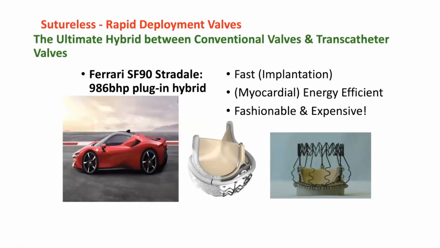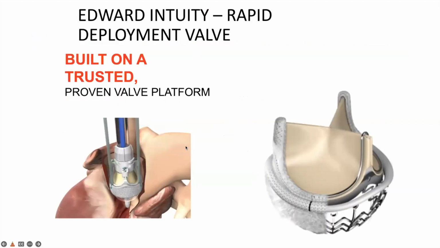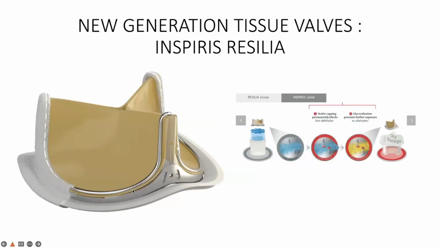Over the years, there have been many developments in TAVI. Some of the TAVI technology has now moved on to the conventional aortic valve field. What we have now is almost like a hybrid between conventional valves and transcatheter valves. We've got these rapid deployment valves, which can be put in very quickly. They reduce the time on the heart-lung machine, and they are very expensive. This is one of them, the Intuity valve. It's normally crimped, narrowed down, and when you implant it, you can balloon it out, and it can sit in position without any sutures at all.